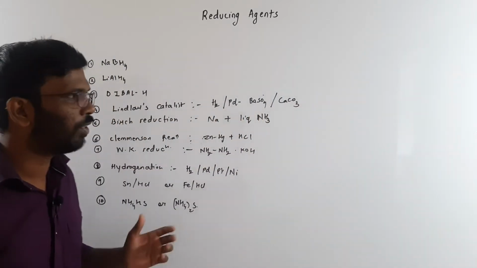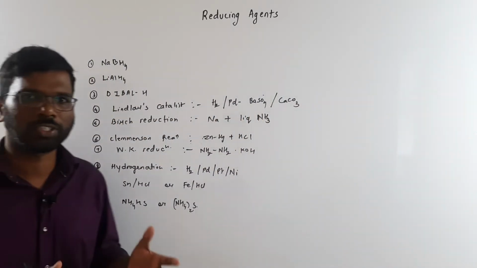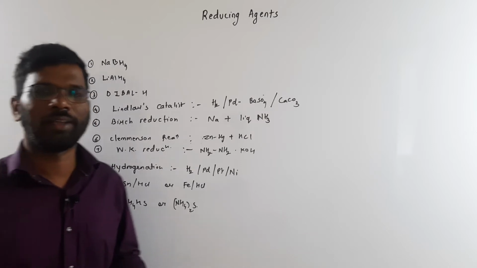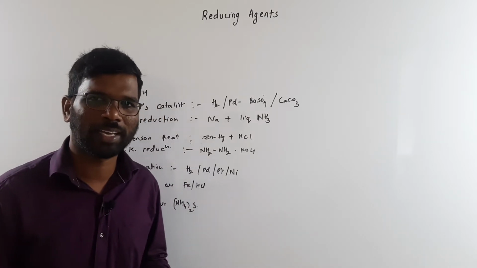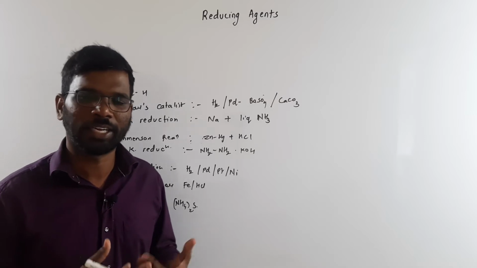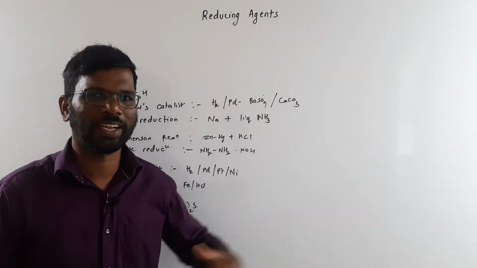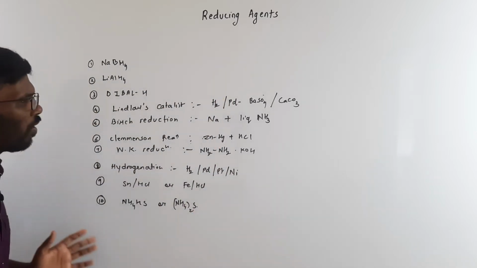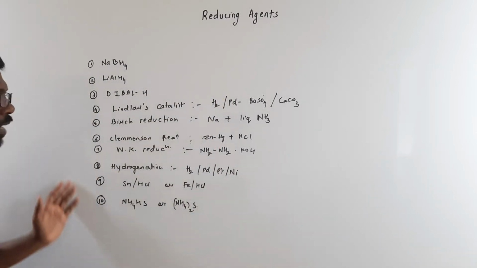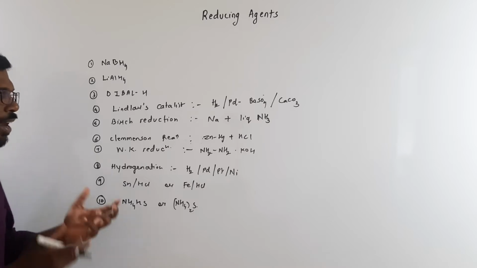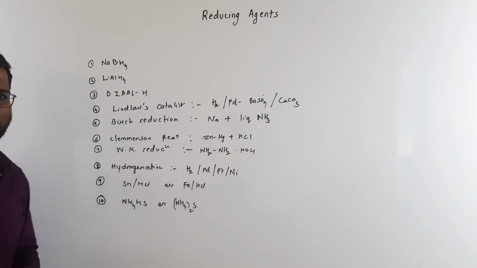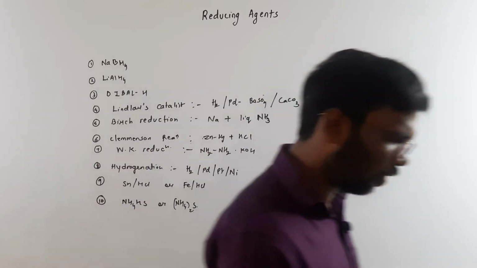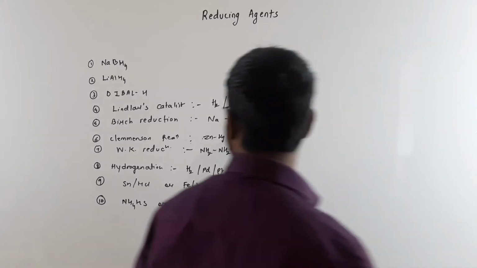We are going to understand their reactivity on different types of functional groups, like carbonyl, aldehyde, carboxylic acid, and ketone, and what we get after the reduction. That is what we are going to understand. We are also going to understand the strength, to what extent a particular reducing agent can reduce things.